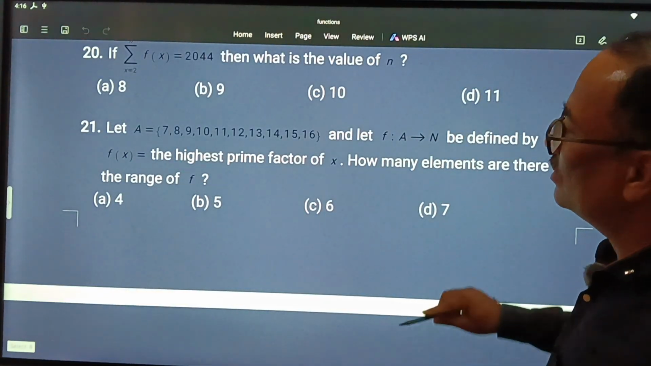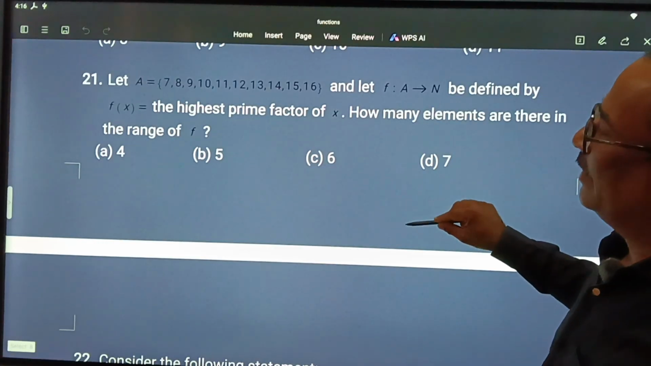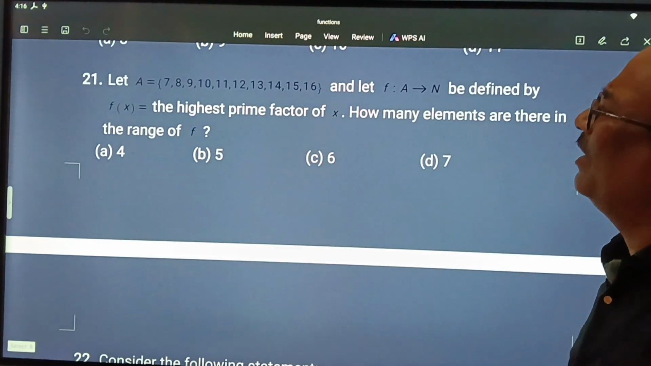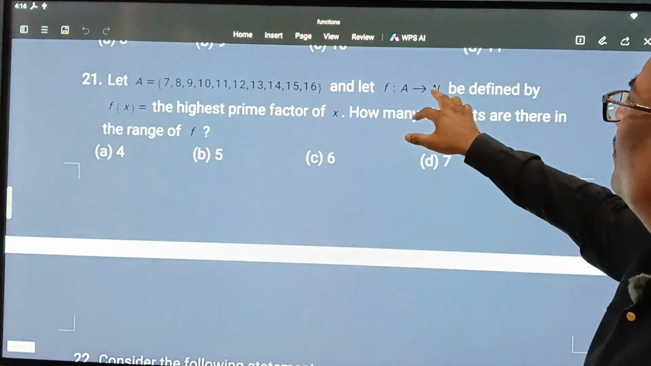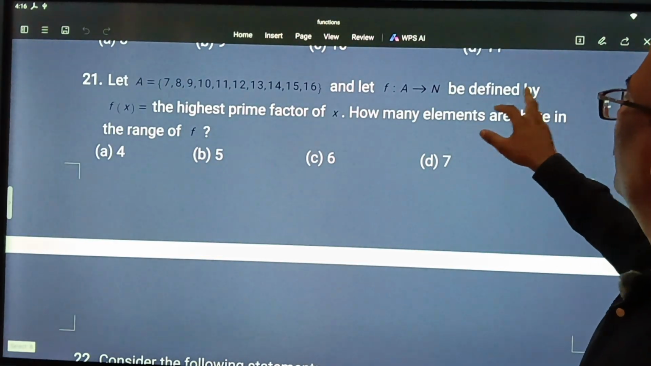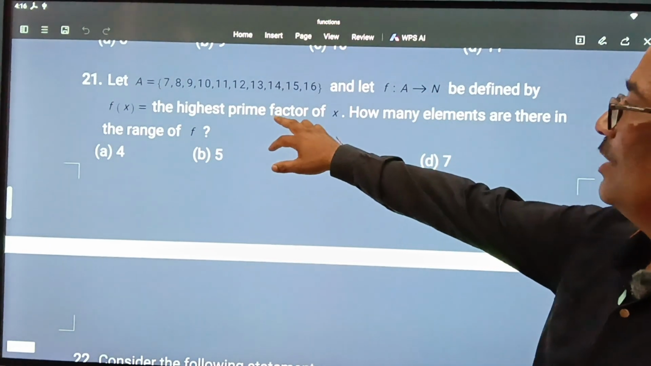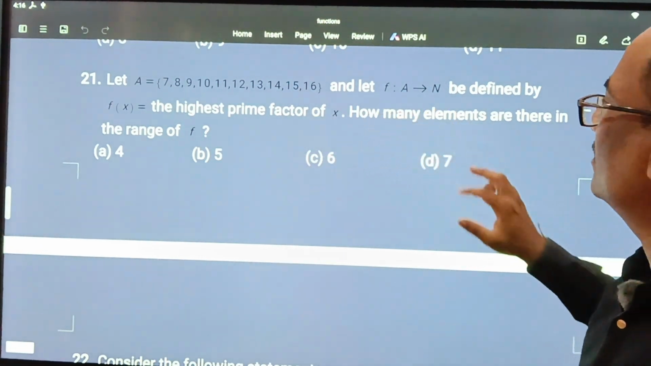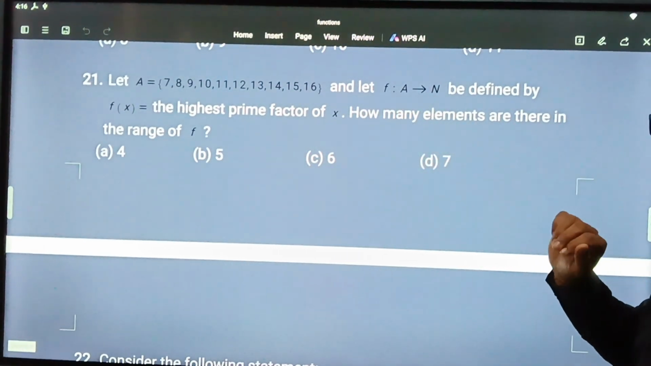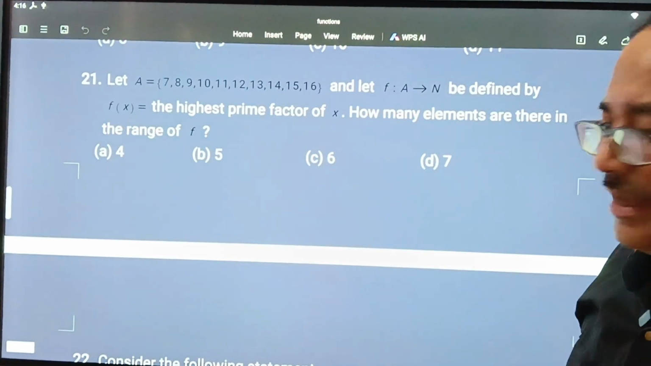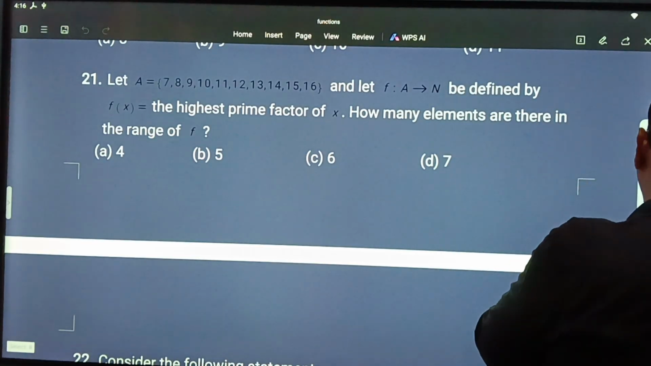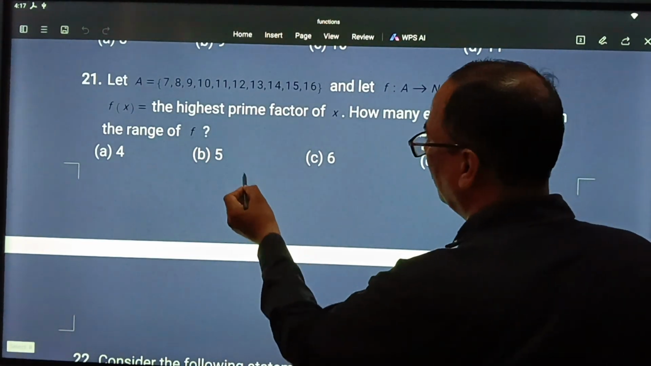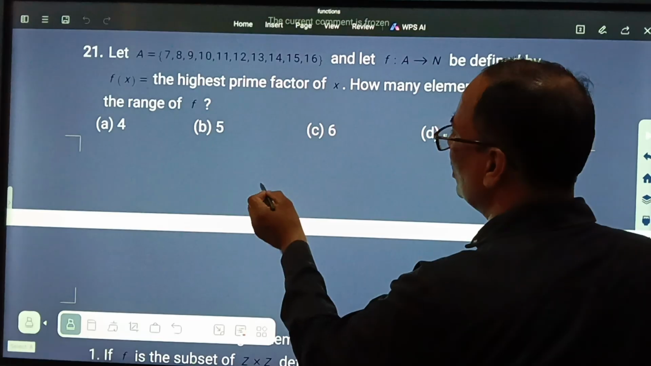Now the next question is what? Here is the function. Let A be the set containing some elements and f be a function defined from A to N, defined by f(x) is equal to the highest prime factor of x. How many elements are there in the range of f? So we have to find first of all the range of this function. So how to find the range?